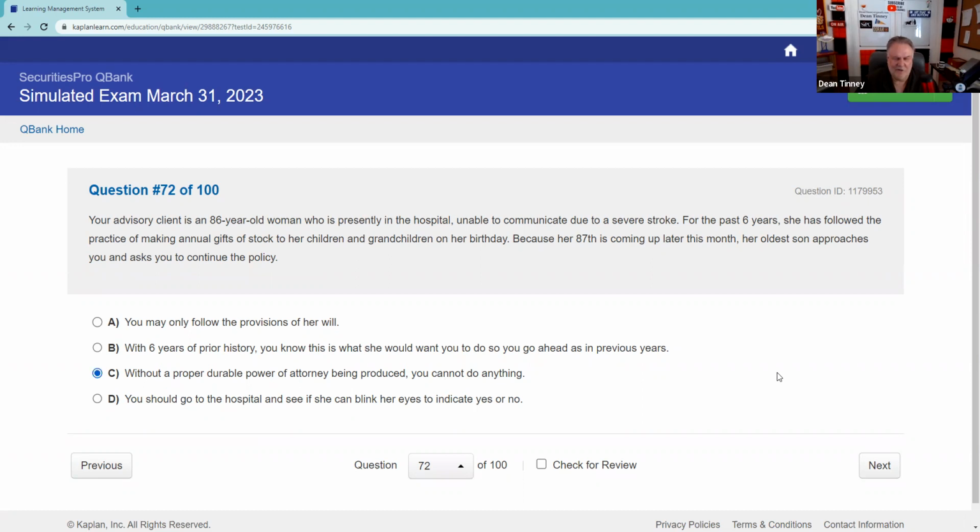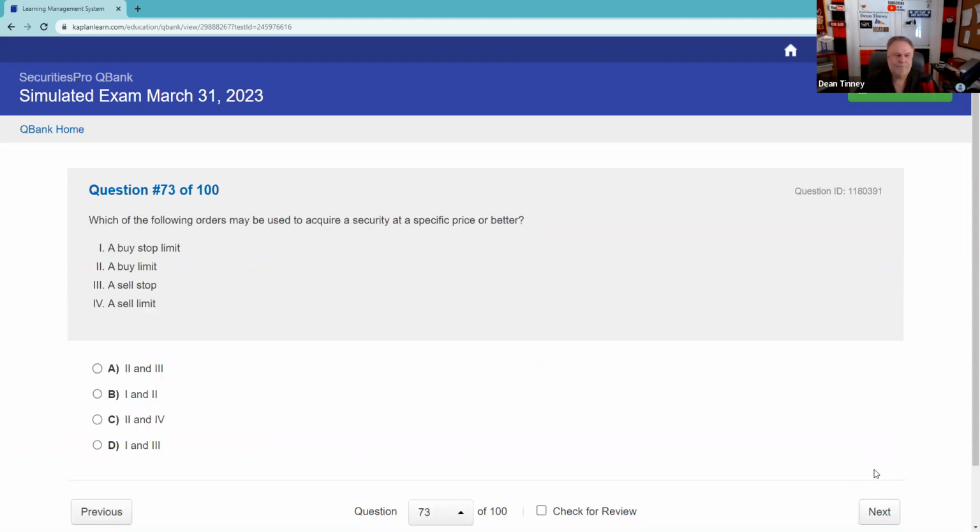With a durable power of attorney, she can make decisions if she's incapacitated, like she presently is. If it's not durable, that means we don't have power of attorney if she's done that. I remember now, they have a thing called a springing power of attorney, where if she's in the hospital and we have a springing power of attorney that says under these circumstances we can make decisions, well, then that would work too.